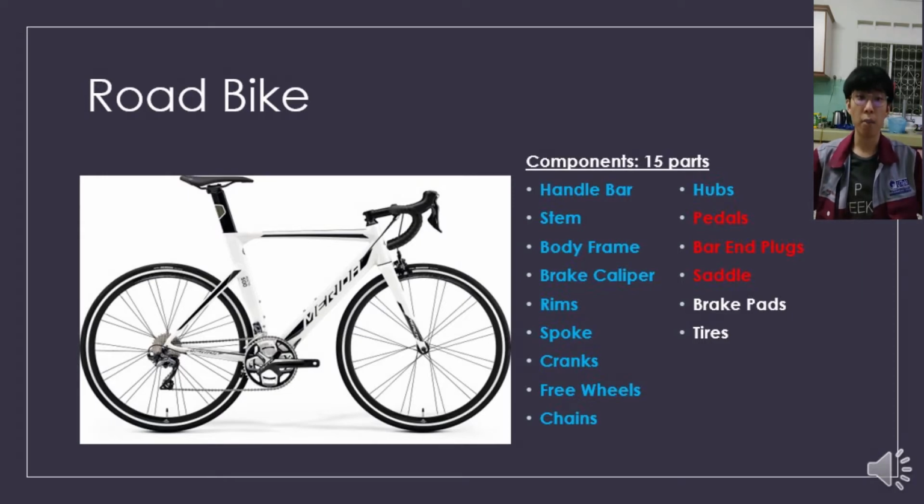There are 10 aluminum components, which are the handlebar, stem, body frame, brake caliper, rims, spokes, cranks, freewheels, chains, and hubs. Besides, 3 parts are polymer components, which are the pedals, bar and plug, and saddles, and 2 parts are elastomer, which are the tires and brake pads.